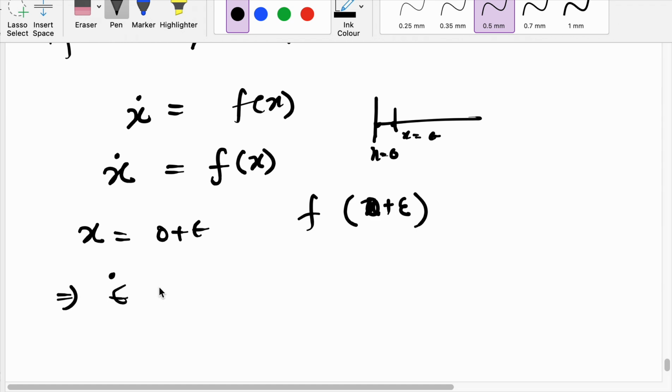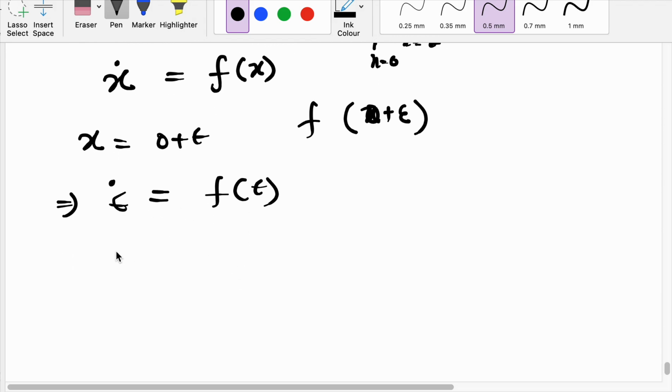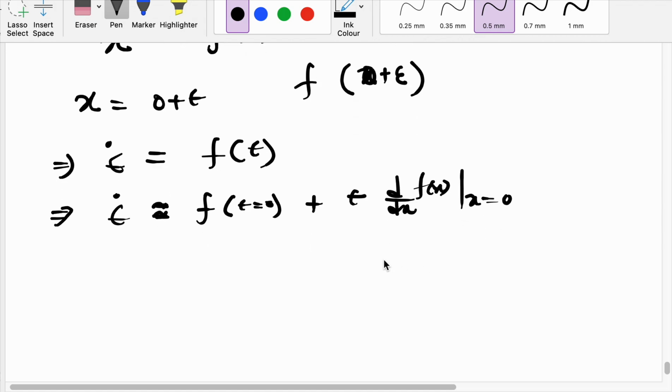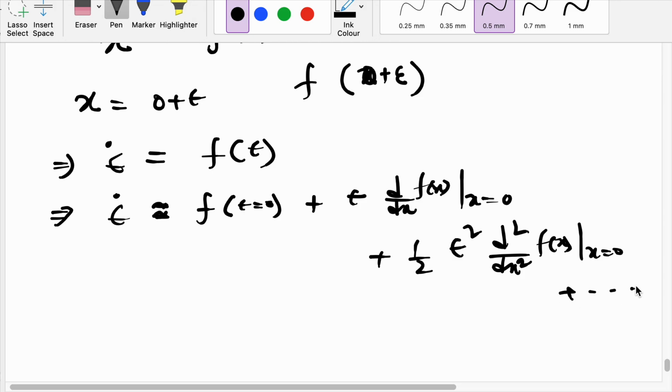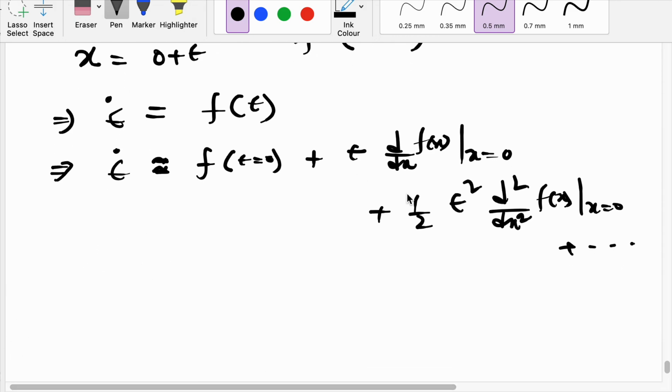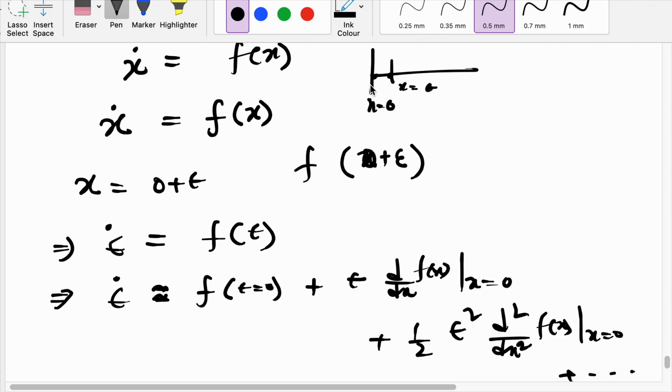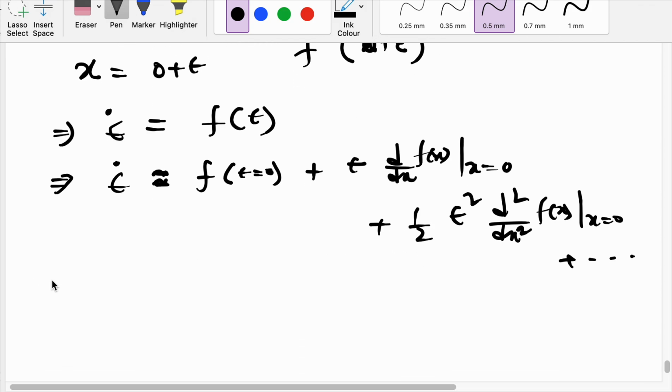So that means epsilon dot will be f of epsilon. Now since epsilon is very small, I can in principle expand in Taylor series: x dot is equal to f of epsilon, equal to f of 0 plus epsilon times the first derivative of f(x) at x equal to 0, plus 1/2 epsilon squared times the second derivative of f(x) at x equal to 0, and so on. Now since epsilon is very small, since we are very near x equal to 0, we can approximate this by this equation.